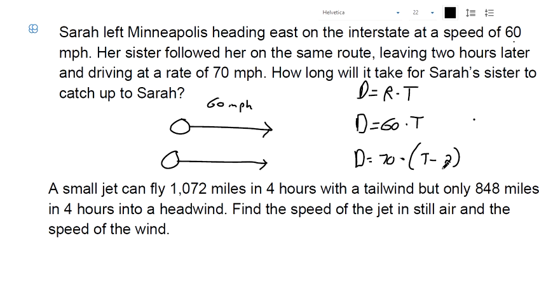Let's do another example here. If Sarah's been driving for 3 hours, then Sarah's sister should have driven just a total of 1 hour because they left 2 hours behind. So that's where 3 minus 2 gives us 1.